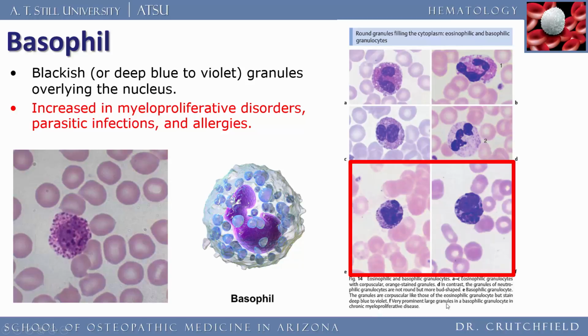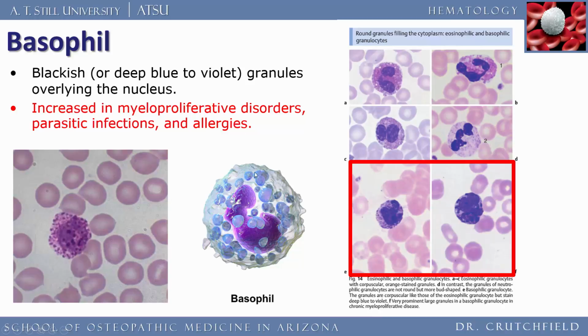In F, we see very prominent large granules, and again, this one's abnormal. Okay, this guy's abnormal, too big. The granules are too big, and the nucleus looks kind of funky here. So we will see basophils increased in a myeloproliferative disorder like this guy here, parasitic infections, or allergies.